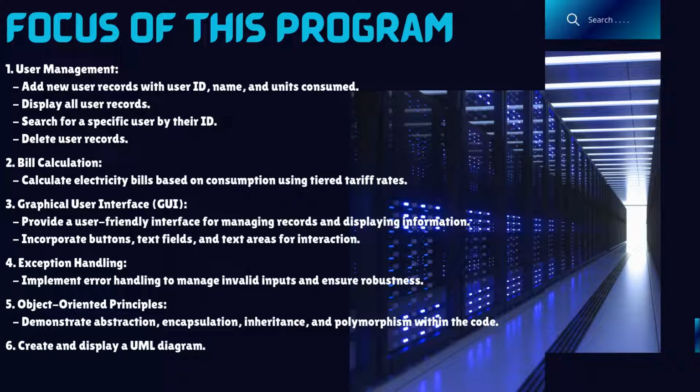Second, bill calculation. This will calculate electricity bills based on consumption using tier tariff rates. Third, graphical user interface, GUI. This provides a user-friendly interface for managing records and displaying information. Incorporate buttons, text fields and text areas for interaction. Fourth, exception handling. This will implement error handling to manage invalid inputs. Fifth, object-oriented principles. This will demonstrate abstraction, encapsulation, inheritance, and polymorphism within the code. Lastly, we will create and display a UML diagram.